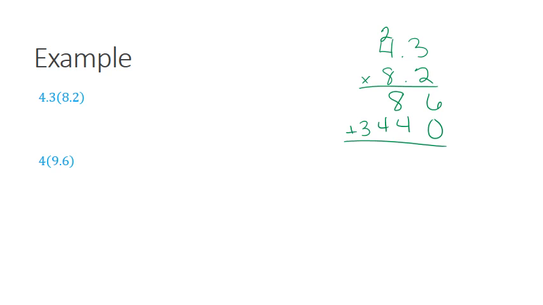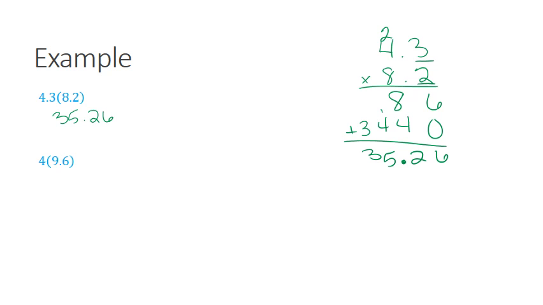Now add. I get 6, 12, 5, and 3. There are 2 decimal places in my problem, so I will have 2 decimal places in my answer. My answer is 35 26 hundredths.